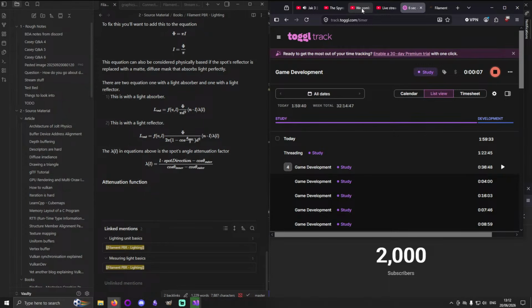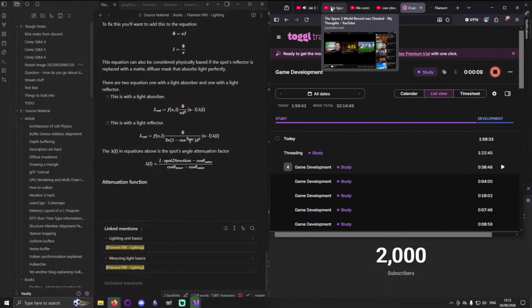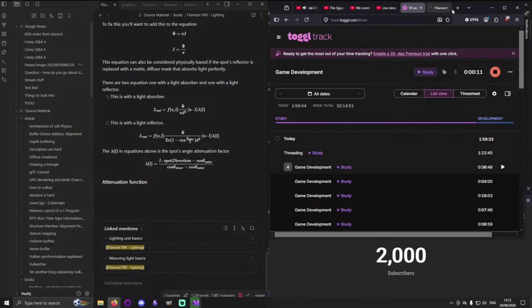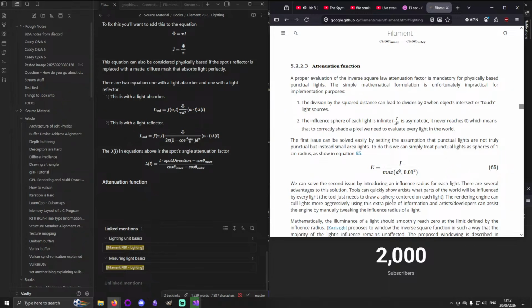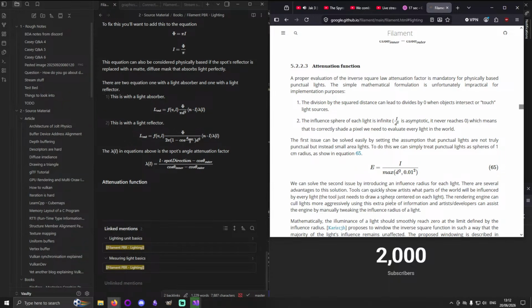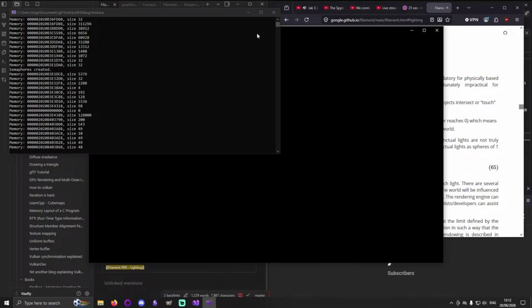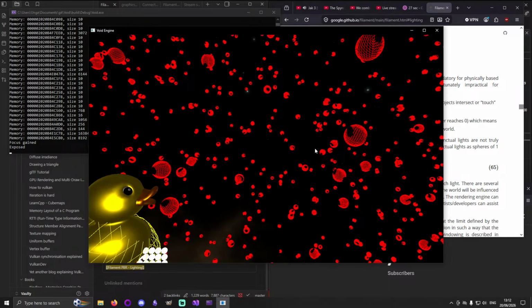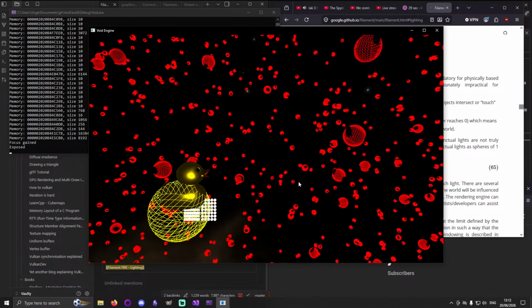Right, so bring up Filament. Okay, so I am going to read this out loud as I usually do when I study. Feel free to ask questions about anything I'm doing. Oh, here we go, this is the engine. Okay, I've got the spotlight.